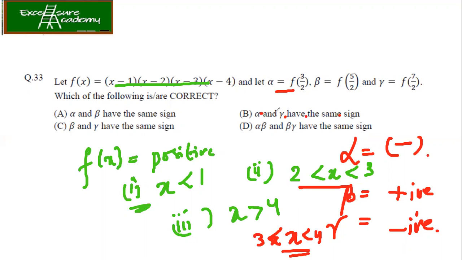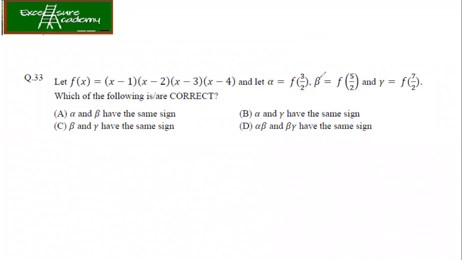Alpha and gamma have the same sign. Yes, this is the correct option. What about the others? Alpha beta and beta gamma have the same sign. If you multiply alpha beta, negative times positive, you get negative, and when you multiply beta gamma, again you get negative. So the fourth statement, that alpha beta and beta gamma have the same sign, is correct. So for this question the answer is B and D. It's very simple, just put these values into the equation and solve it.